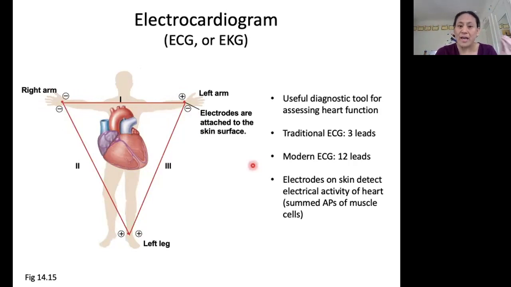Sorry, I forgot to mention: traditionally, in the old days, EKG was three leads as illustrated in this figure, but modern EKGs now are 12 leads. Each lead basically picks up signals coming from the heart that reach the body surface. Remember that we have action potentials coming from the heart, from both the pacemaker cells and the contractile cells. Those make it to the body surface where they can be picked up by these leads.